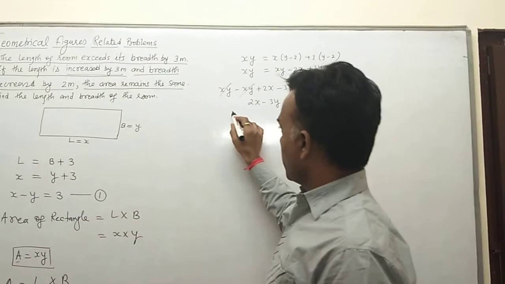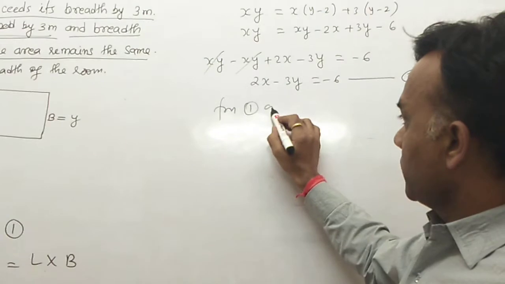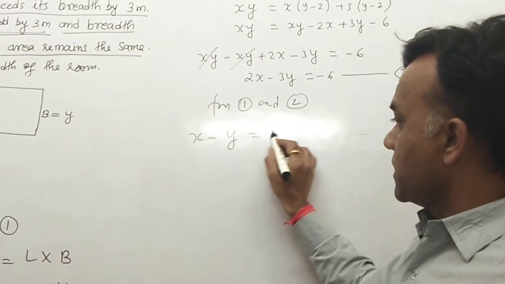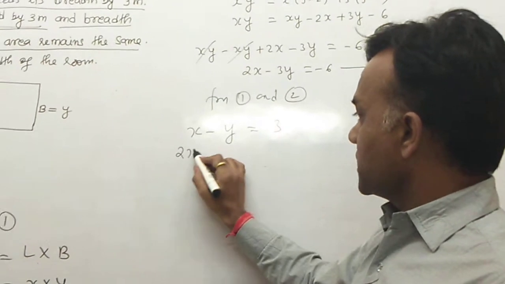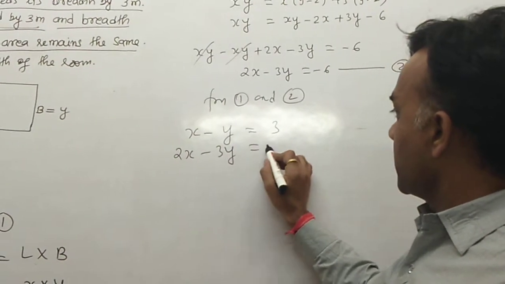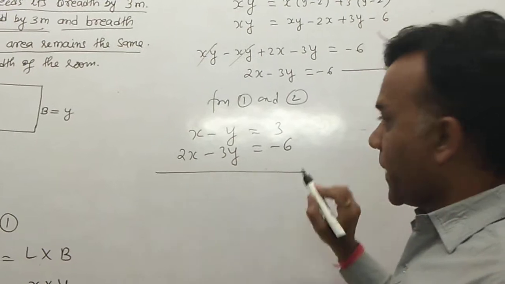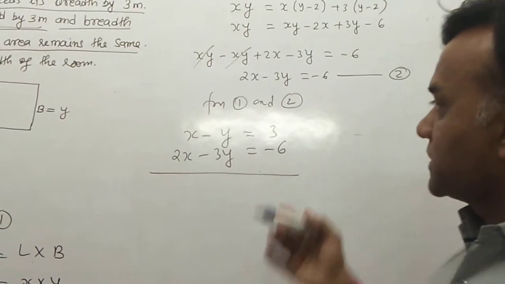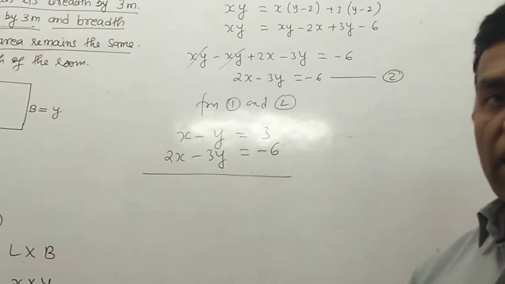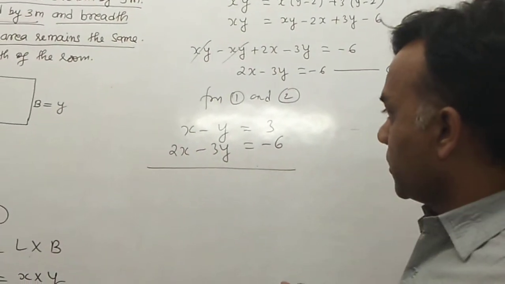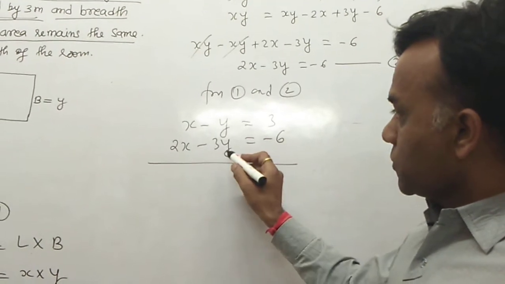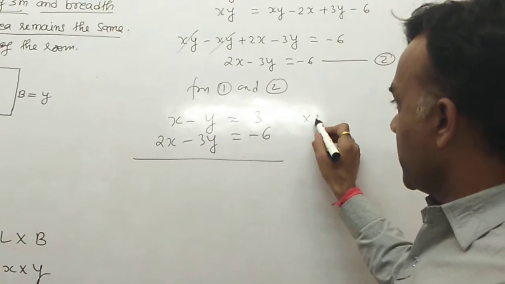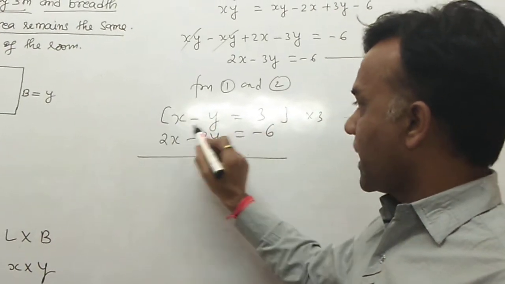So from equation 1 and equation 2, the first equation is x minus y equals 3, and the second equation is 2x minus 3y equals minus 6. Now it depends on you which method you apply, whichever you feel comfortable with: substitution, elimination, or cross multiplication. Here we use the elimination method. We have 3 in y, so you multiply the first equation by 3, then the coefficient of y becomes the same.